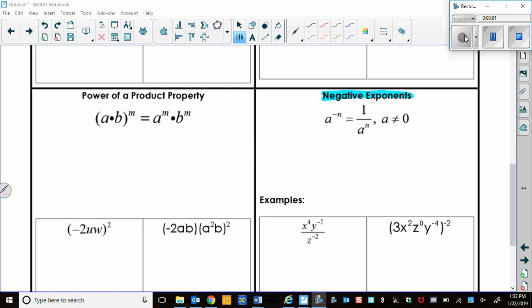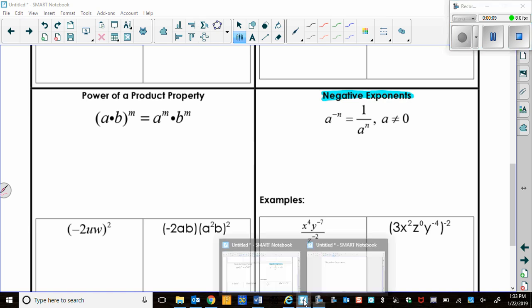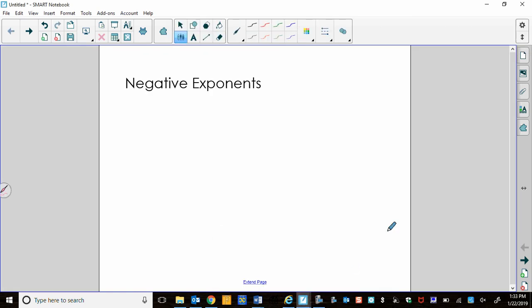Hello class. In this video I'm going to talk about negative exponents and what happens when you come across one in a problem. But before that, I do want to explain to you where this rule is coming from. We don't like negative exponents in general, and we want to take care of them as soon as we can. So before that, I want to understand why negative exponents get the value that they do get.